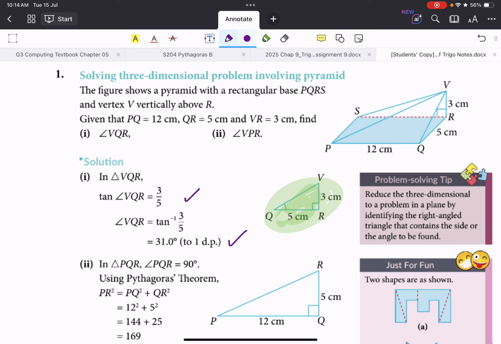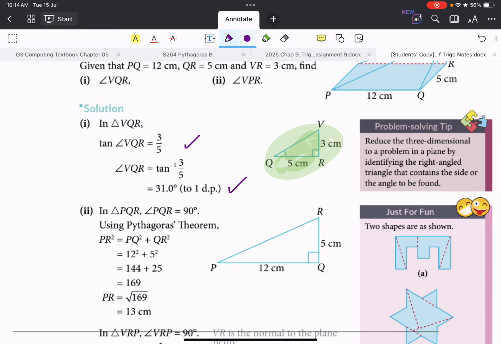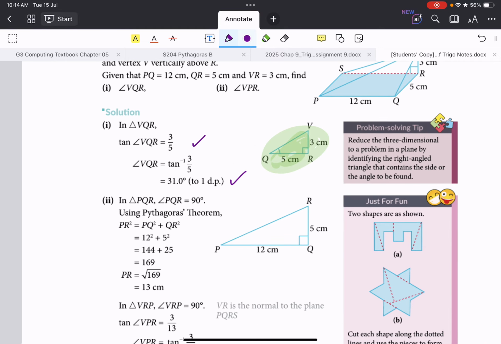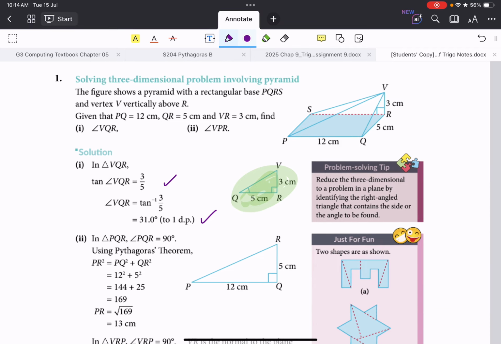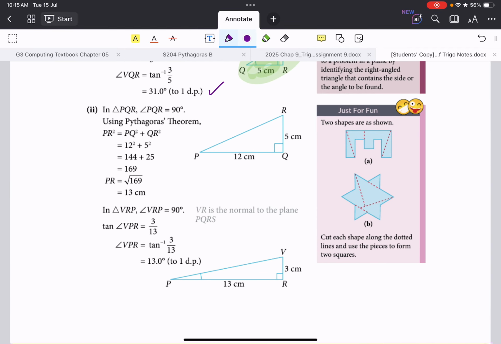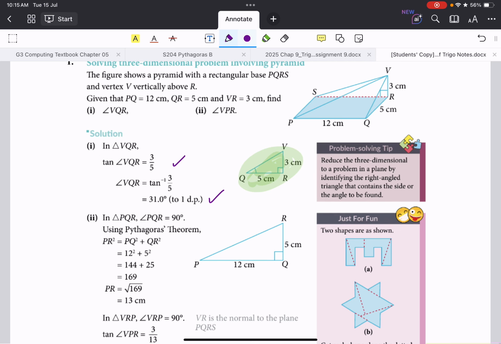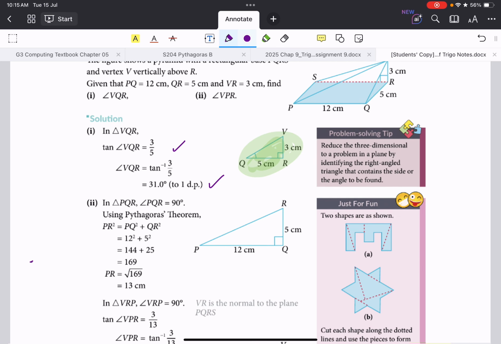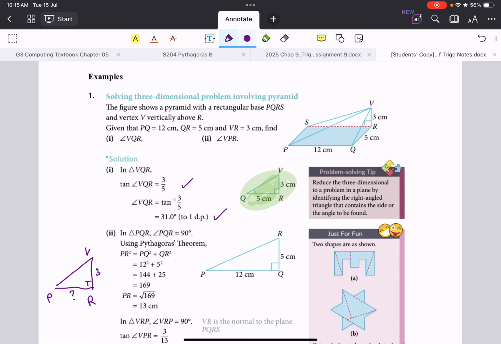Now in the second part of the question, they ask us to find VPR. Now VPR is a bit more tricky because when we draw VPR, right? Let me see. VPR, here. When we draw VPR, okay, it's actually drawn here. But the first instinct was to try to create a VPR, right? So when I create a VPR, I will quickly realize that although I know the VR, I do not know what PR is, right? I do not know yet. Therefore, I need to calculate PR.